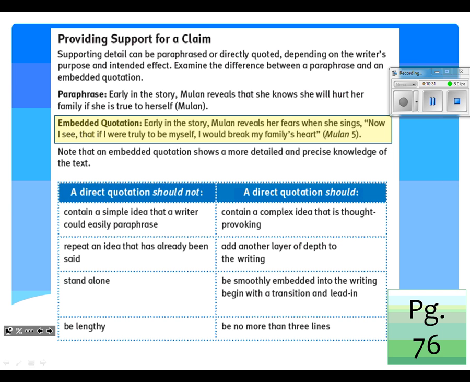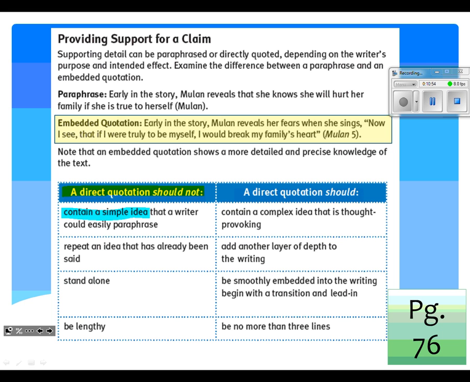So what we're going to do next is talk about what a direct quotation should do and what it should not do. So what I'm going to have you folks do is just follow the highlighting cues that you see show up on the screen. So the first thing we're going to look at is the negatory, all right, what a direct quote should not do. And there's really 3 out of these 4 items that I want you to be aware of.